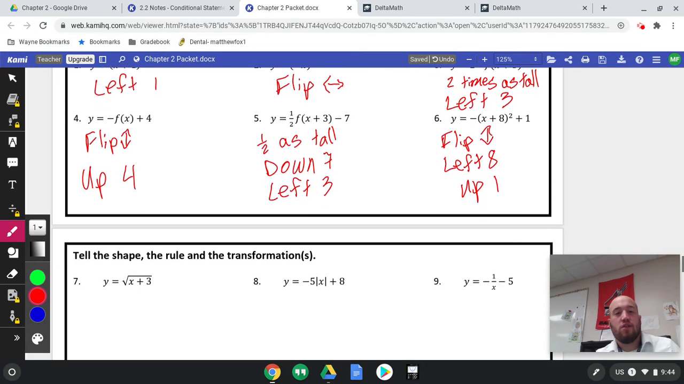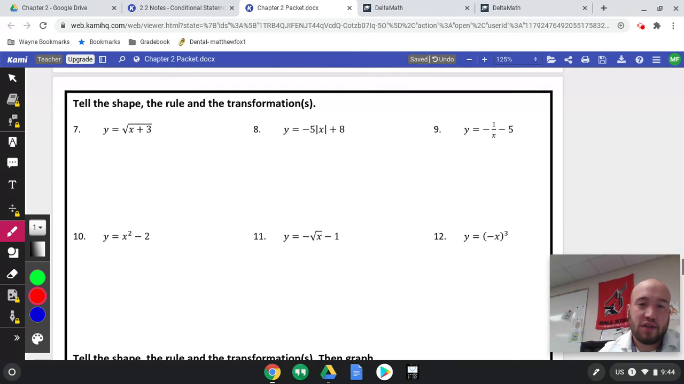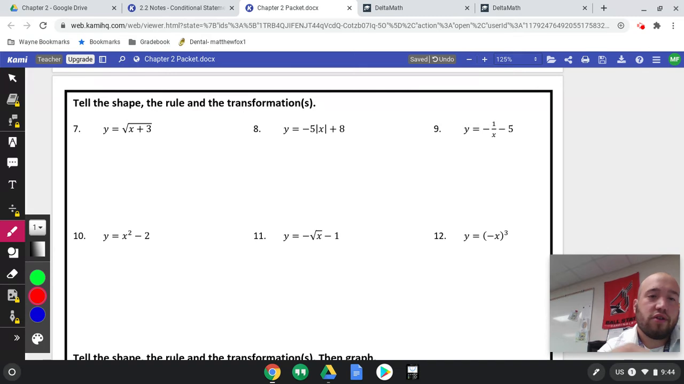All right, so on the back here now, I said to tell the shape, the rule, and the transformation. I meant to edit that and I didn't. So go ahead instead, let's just name what it is, and then we'll tell the transformation. So the shape here, this first one would be a square root. And it's going to go left 3.